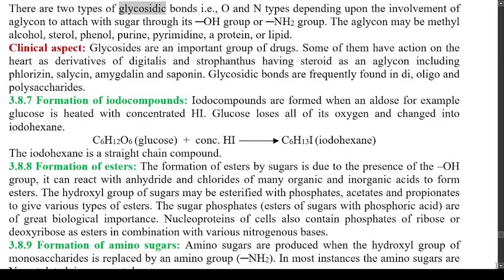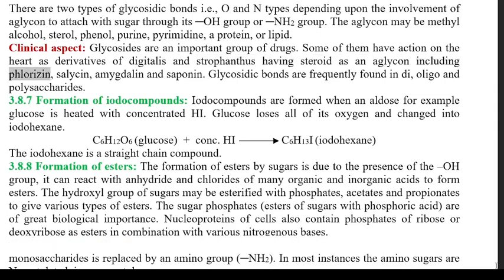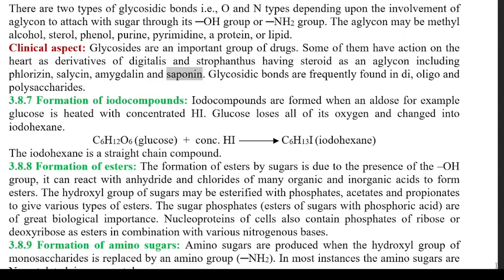There are two types of glycosidic bonds, i.e., O and N types, depending upon whether the aglycon attaches to the sugar through its O group or NH2 group. The aglycon may be methyl alcohol, sterol, phenol, purine, pyrimidine, a protein, or a lipid. Clinical aspect: glycosides are an important group of drugs. Some of them have action on the heart, such as derivatives of digitalis and strophanthus, having steroid as an aglycon, including phlorizin, salicin, amygdalin, and saponin. Glycosidic bonds are frequently found in di-, oligo-, and polysaccharides.